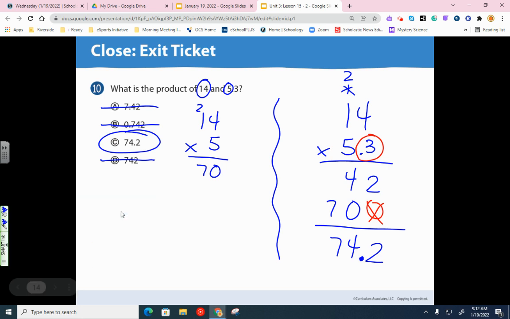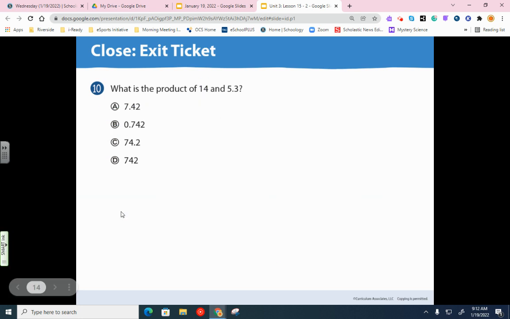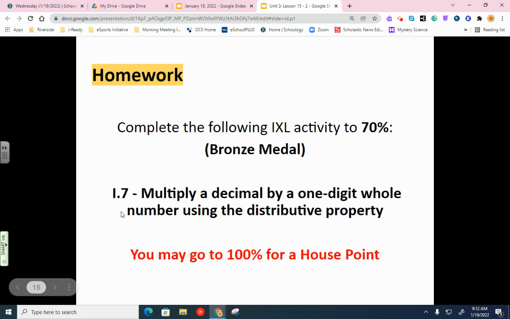Okay. Your classwork for today is IXL, I7: Multiply a decimal by a 1-digit whole number using the distributive property. I feel this is good practice in learning about how multiplication works, and there'll be a couple different steps there. So again, if you need any help, let me know.